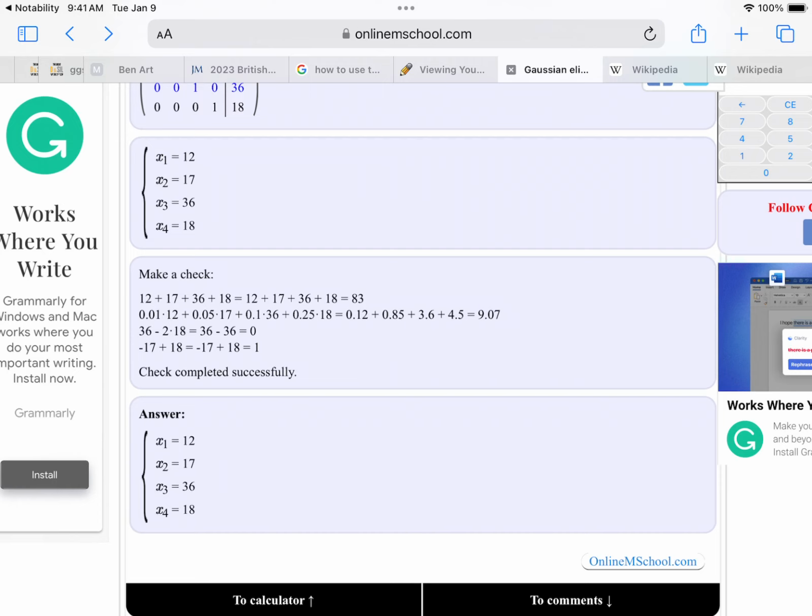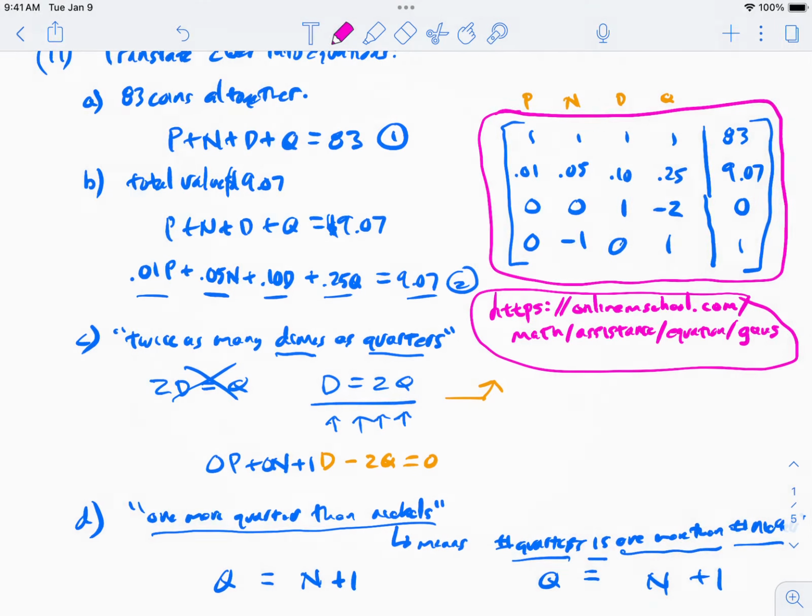How do I get back to Notability? Go back to Notability. Yay! So I hope you had fun there. That was great, right? So that is a nice website. That website will do up to a 6x6 for you.